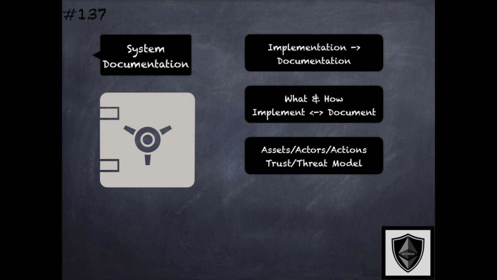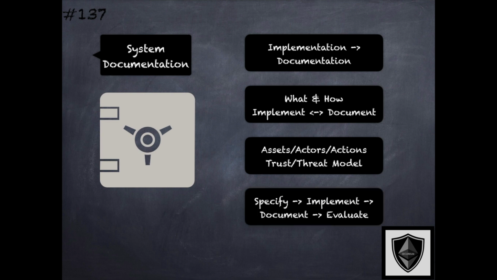This has to cover various aspects related to the assets managed by that system, the actors within the context of that system, and the various actions that these actors perform. It should also address the security specific aspects of the trust model and the threat model that are relevant to the system. So to summarize the design flow, we start with the requirements that helps us create the specification, which in turn helps us execute the implementation of that system. And this implementation should be accompanied by extensive documentation that helps one evaluate it against the specification for correctness across various attributes.